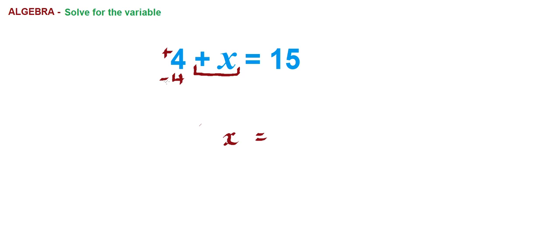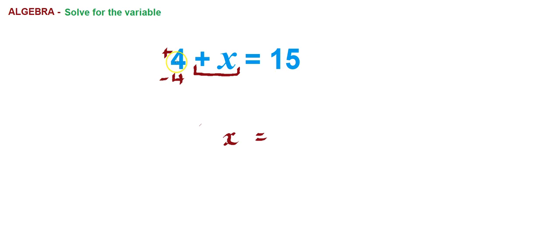Whatever I do to one side of the equation, I have to do to the other, because before we started, 4 plus x equals 15, right? So that means that whatever's on the left equals whatever's on the right. So that makes sense that if I was to change something on the left, I would have to change something on the right by the same amount.